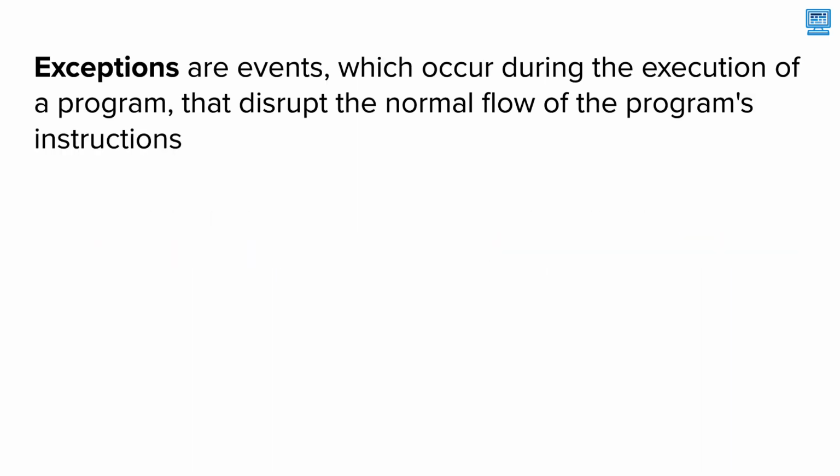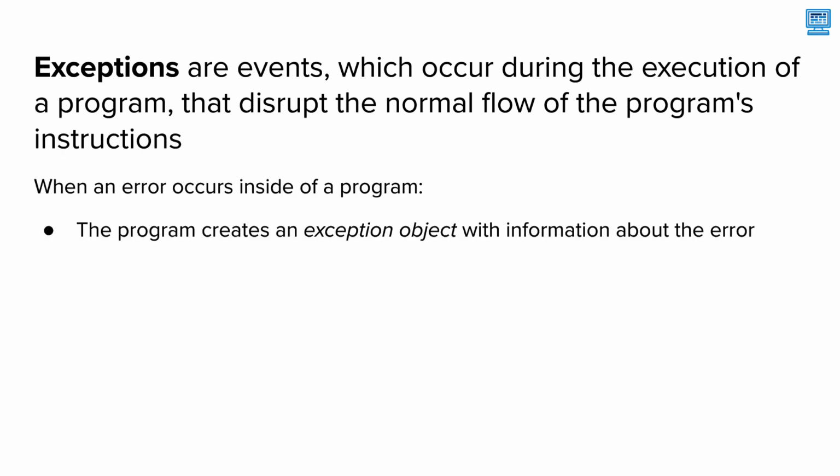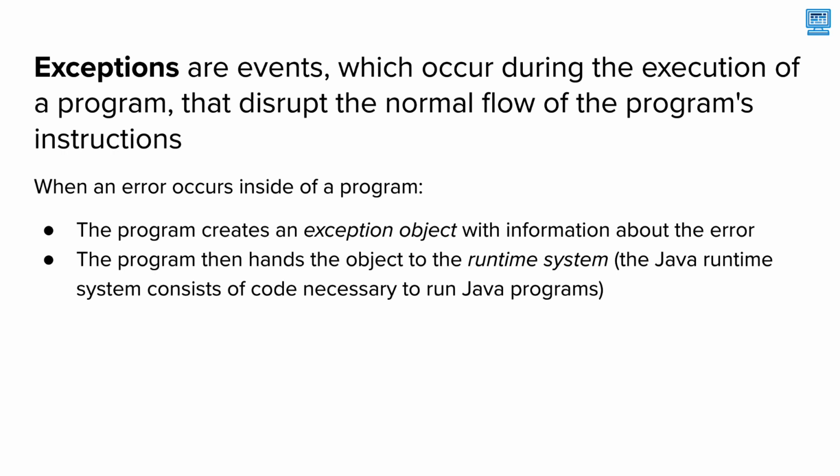Let's take a look. Exceptions are events which occur during the execution of a program that disrupt the normal flow of the program's instructions. When an error occurs inside of a program, the program creates an exception object which contains information about the error. The program then hands the object to the runtime system. The Java runtime system consists of code that is necessary to run all Java programs.